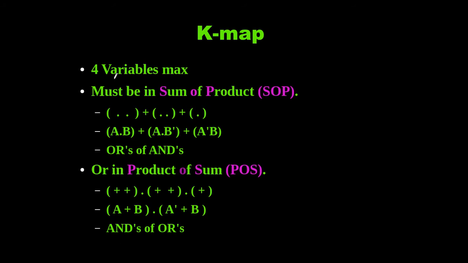Four variables max. In K-maps, we can't have five variables. I can't have A, B, C, D, E, for example. If I have five variables, we have to go by the Boolean algebra rules. If four or less, we can do it in K-maps. I think K-maps is much easier. And we need the truth table, not the equation. It must be in sum of product form. Sum of product, we took how to do it last time.